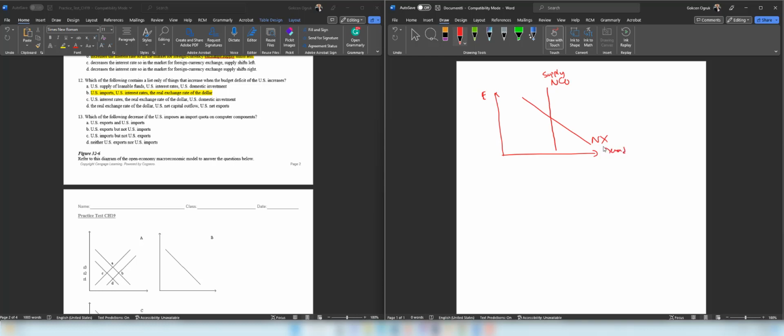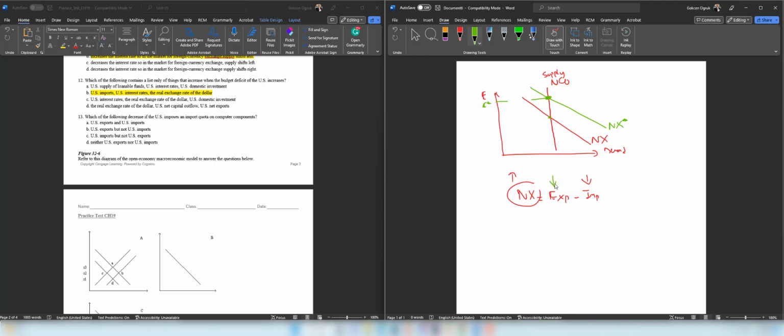So if there is an import quota, just remember that NX is equal to exports minus imports. Imports are going to go down. If imports go down, NX is going to increase. So therefore, NX is going to shift to the right. Okay, we have now the new NX. And with that NX, we know that the exchange rate appreciates, compared to this new exchange rate with the old one. And this new exchange rate appreciates, therefore exports are going to go down.